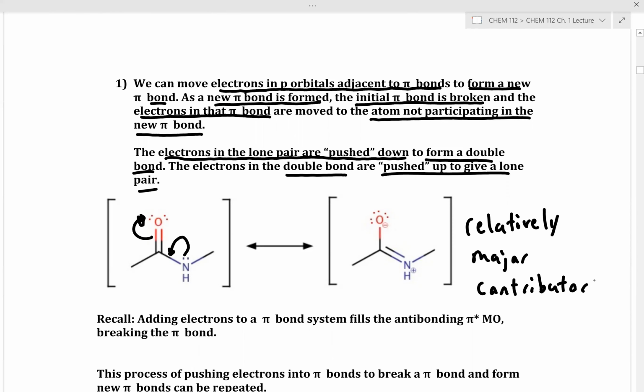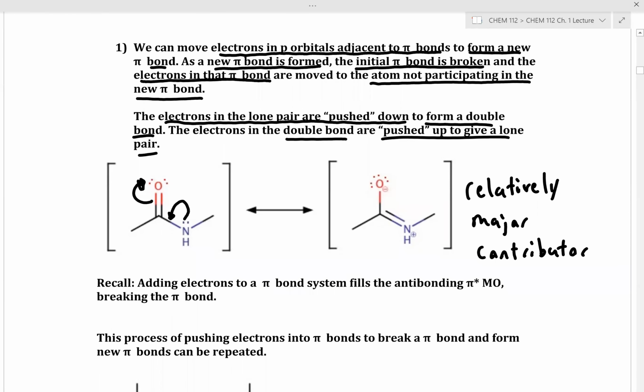Now, if you're really fixated on the MO theory interpretation and you really want to try to rationalize, well, why am I breaking a bond when I form a bond? Well, if you add electrons to a pi bond system, you're filling the anti-bonding MO, so you're breaking a bond. Any bond-making event typically coincides with a bond-breaking event. Does that make sense? Okay.